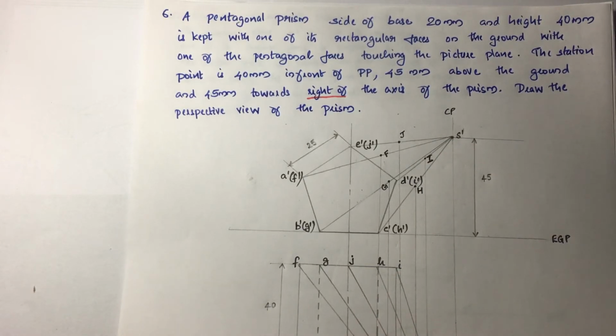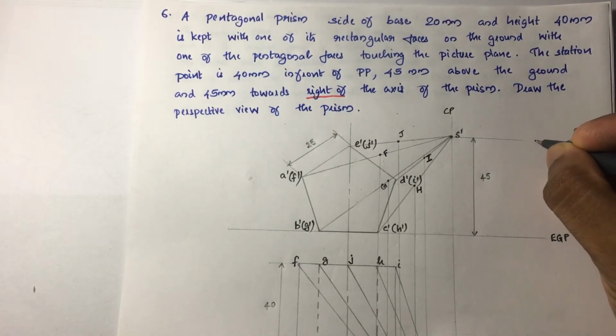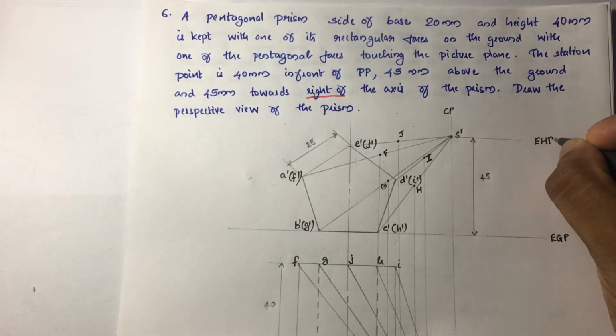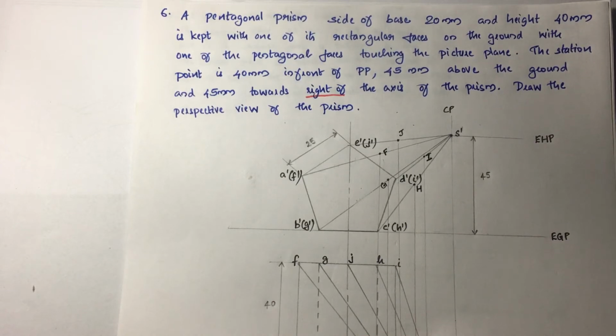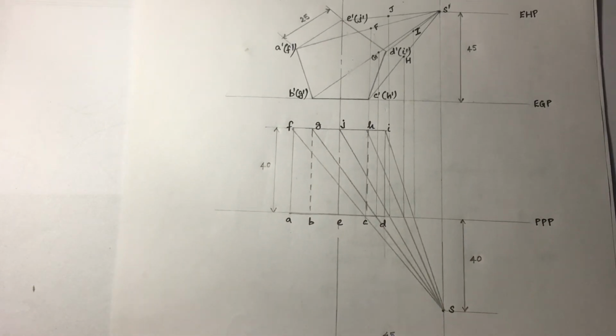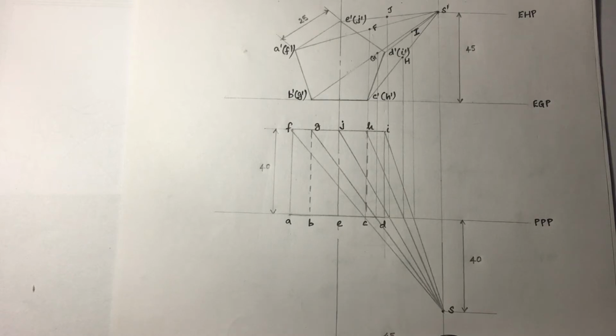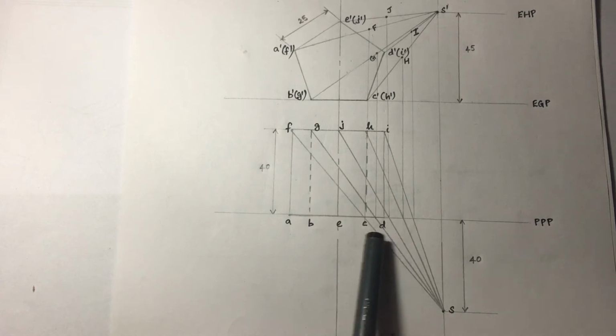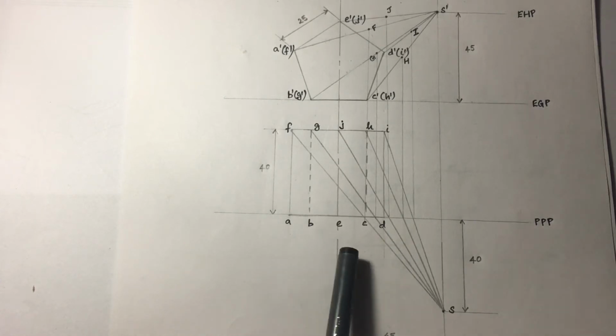Then the horizontal line that you draw through S dash is named as elevation of the horizon plane. You can name it as EHP line. Then the next step is to draw the visual rays in the top view. From the point S, you have to draw towards all the endpoints in the top view. You have drawn towards 5 points in the top. You can also draw towards the 5 points in the base. Here I haven't drawn that.